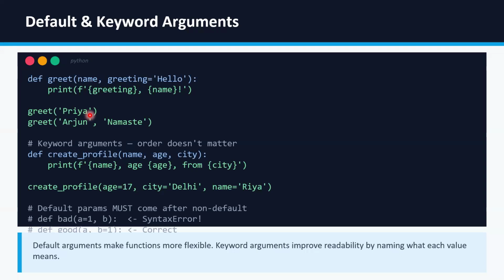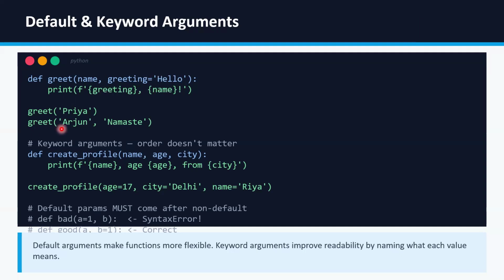Will it throw an error? No. Though we are not passing any value, it will pick up the value hello for this greeting and print it. So what will be the output? Hello, Priya. Though you are not passing any value, it will pick up the default value hello, and then print hello, Priya.